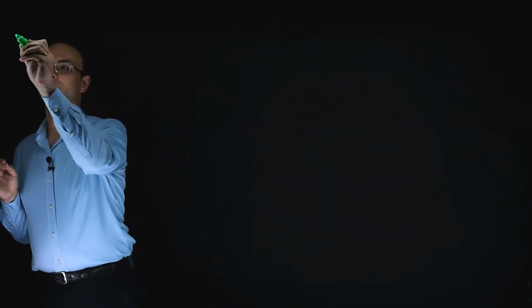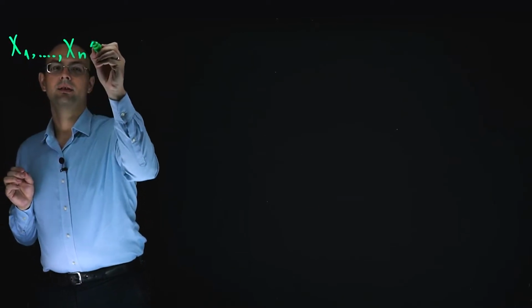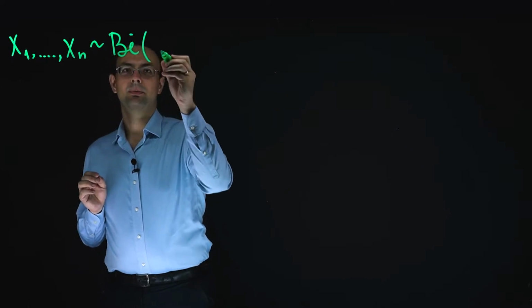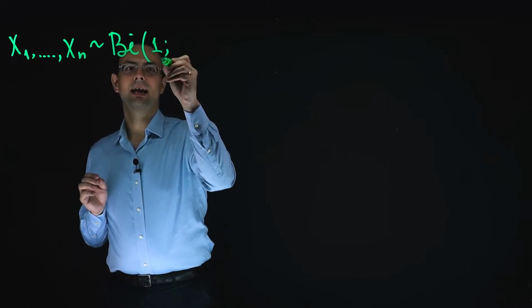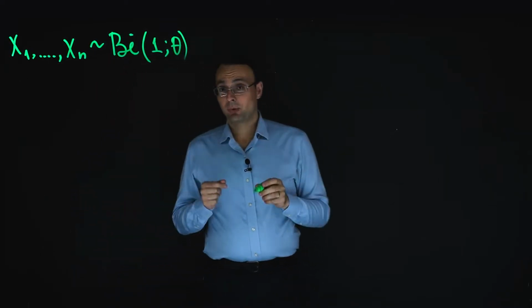So theoretically, the maximum likelihood method looks a little bit sophisticated, and let's now see how it works in practice. Let us say that our sample X1, ..., Xn follows the binomial distribution with parameters 1 and theta. What does it mean in practice?